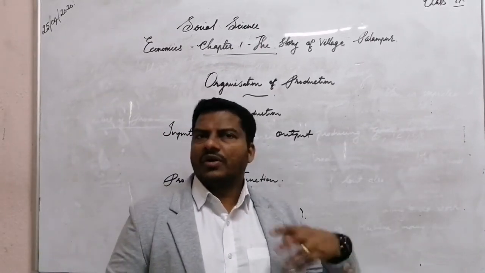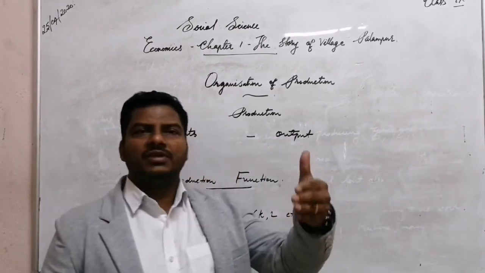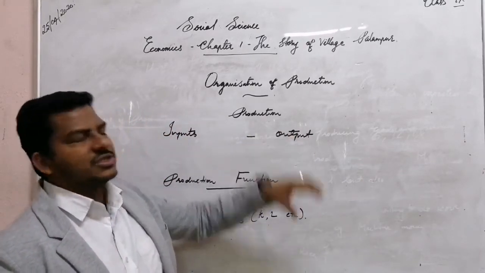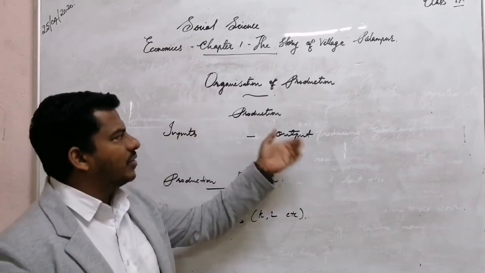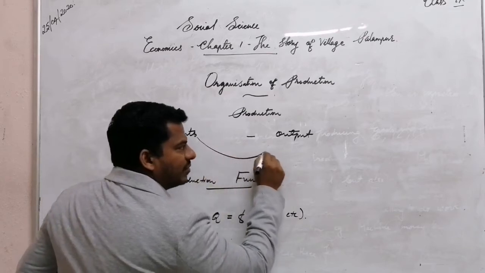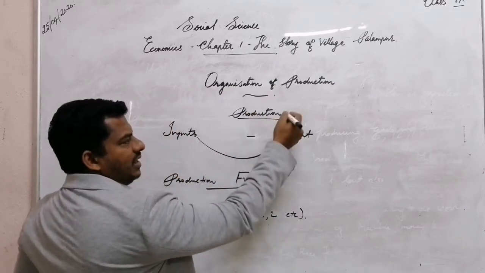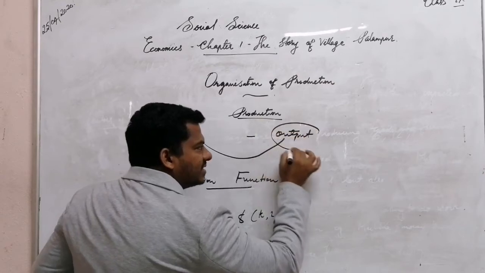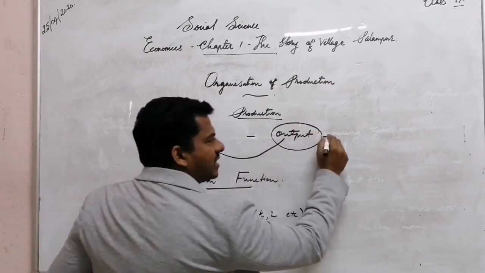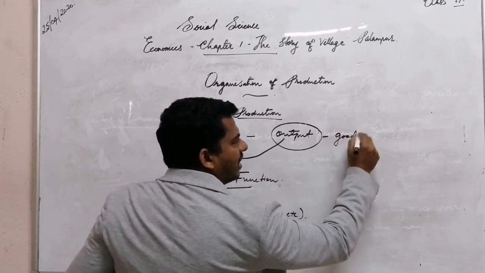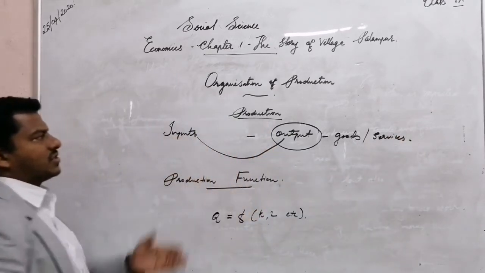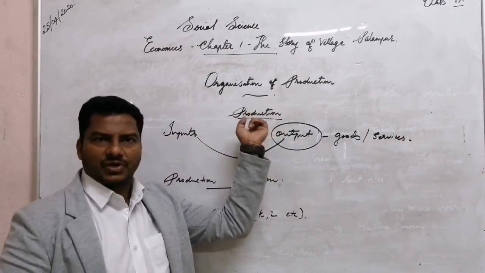These are the four factors of production, the inputs. When we transform these inputs or factors of production into output, that transformation of inputs into output is known as production. So production means transformation of inputs into output. Output is the result of the process of production. That means the goods and services we get after production are known as output.